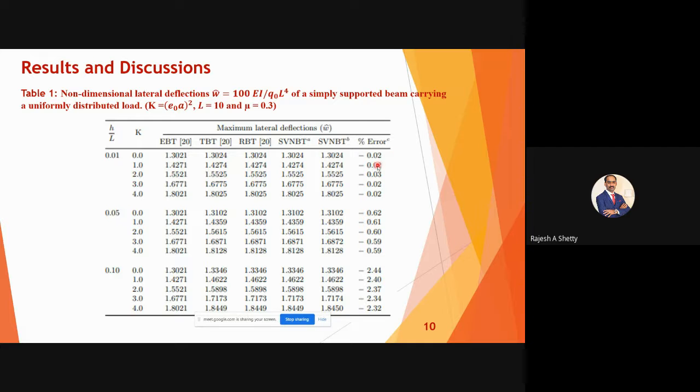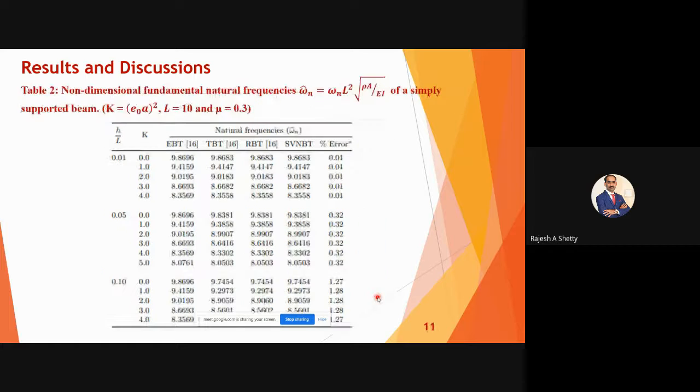So here whatever error there is, it is with respect to the Euler-Bernoulli beam theory and the present single variable theory. As the thickness of the beam increases, the error also increases. So the Euler-Bernoulli deflections are deviating from the shear deformation theory results.